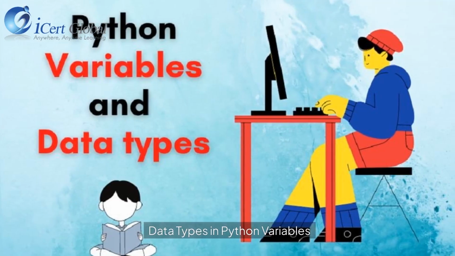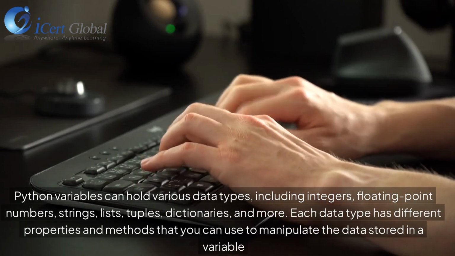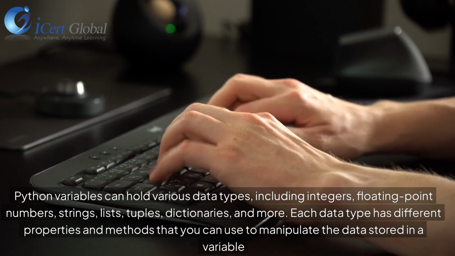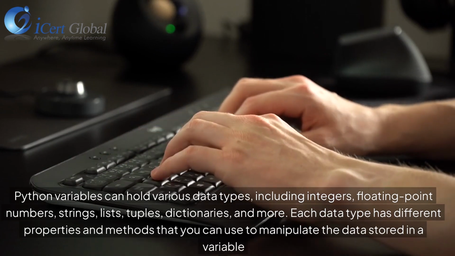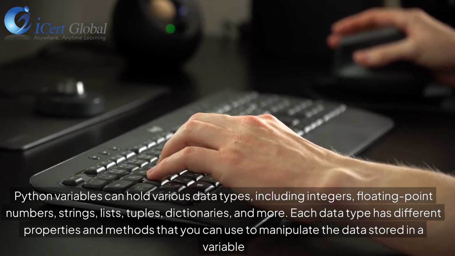Data types in Python variables. Python variables can hold various data types, including integers, floating point numbers, strings, lists, tuples, dictionaries, and more. Each data type has different properties and methods that you can use to manipulate the data stored in a variable.